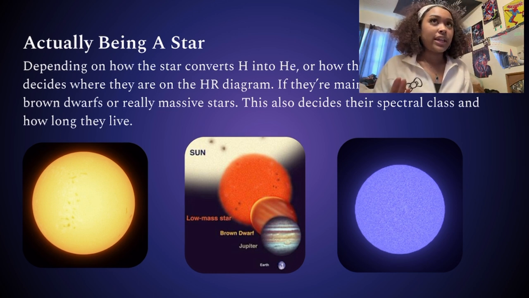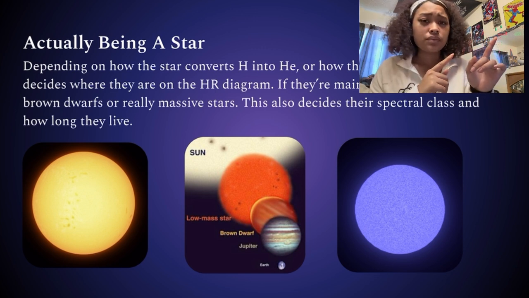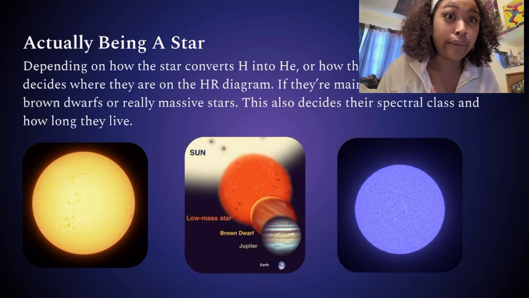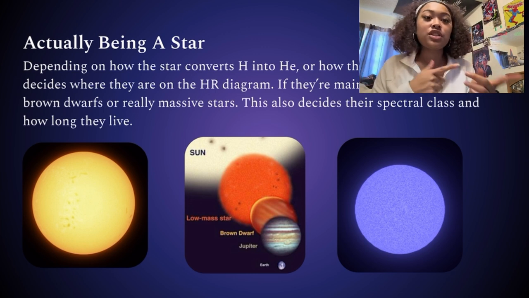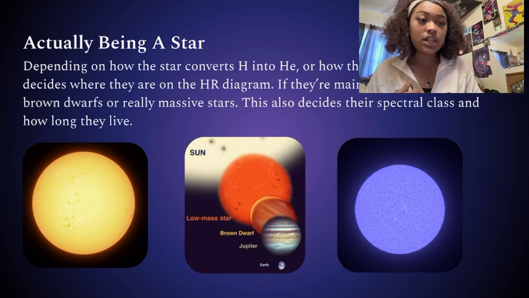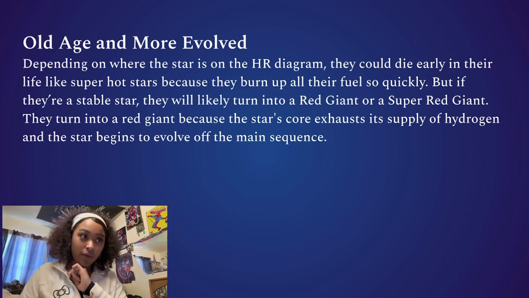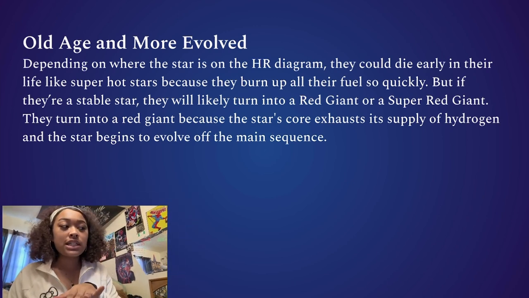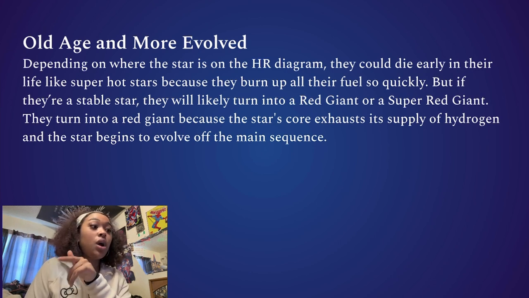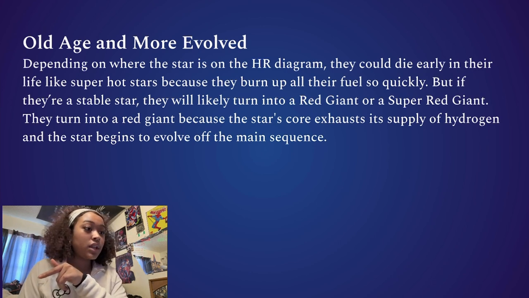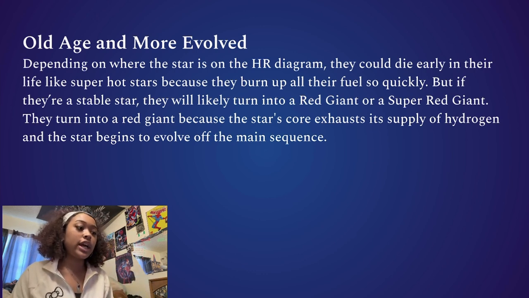So, if you have a really big star, like the blue star that I'm showing right now, you are going to die. I'm just kidding. Well, you die quicker. Every star dies, but this one just dies quicker. But if you're a main sequence star, then we can talk about being old and being more evolved. So depending on where the star is on the HR diagram, they could die early in their life, like super hot stars, like the blue star I was just talking about, or if they're a stable star, they're likely to turn into a red giant or a super red giant.